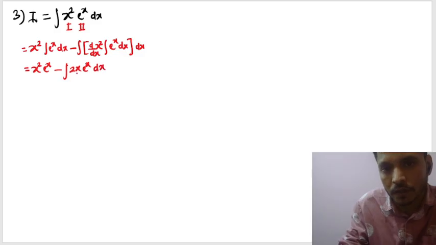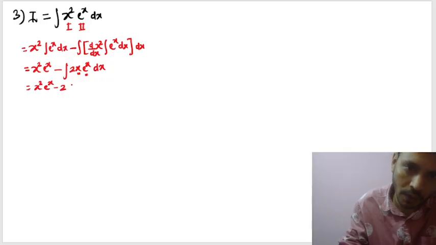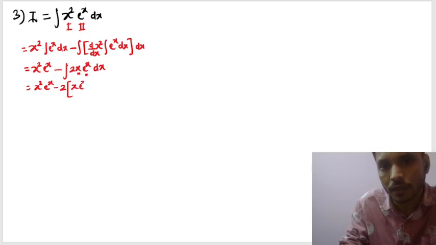Right now, again, we can see here we have the two functions x and e to the power x. That means here we have x square e to the power x and minus 2 outside, and we have to apply the integration for this x e to the power x. So x is outside, integration of x is x, and then minus inside, integration of derivative of the first function x is 1, and this is e to the power x into dx.